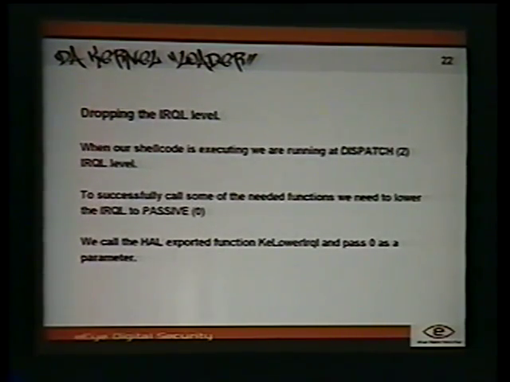Speaking of the interrupt request level, when we break in, we're actually running at the dispatch level, which is reserved for DPCs and thread schedulers and whatnot. To successfully call some of the functions we need, we're going to need to drop it down to the passive level. That's a simple matter of calling the HAL exported function KeLowerIrql and passing 0, which is passive, as a parameter, and that'll drop it down.